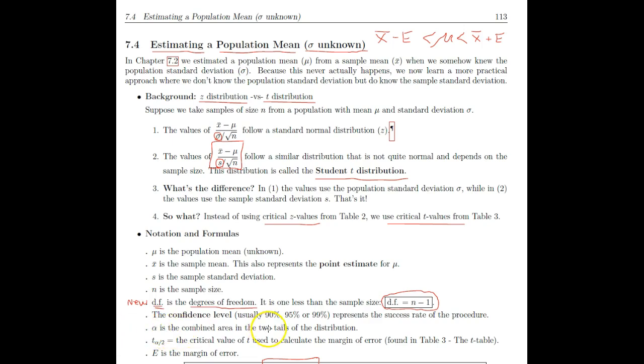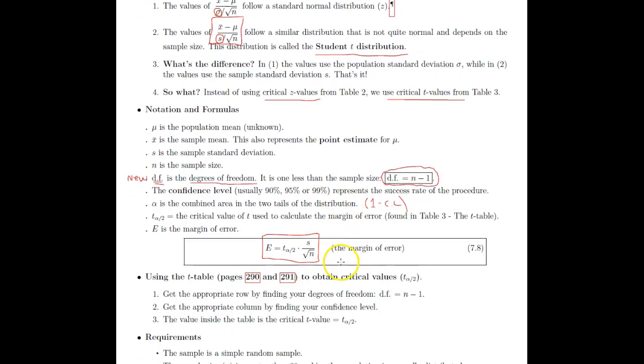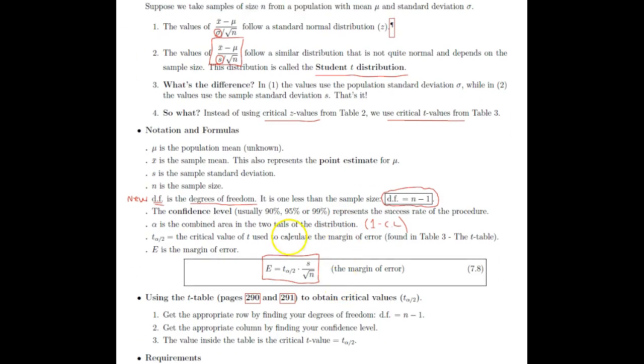Alpha is the combined area in the two tails of the distribution, aka 1 minus your confidence level. And t sub alpha over 2 is this critical value that we're looking at, and e, of course, is the margin of error. So let's scroll down, and let's take a look at this t sub alpha over 2 table. This is on page 290 in the back of the book.